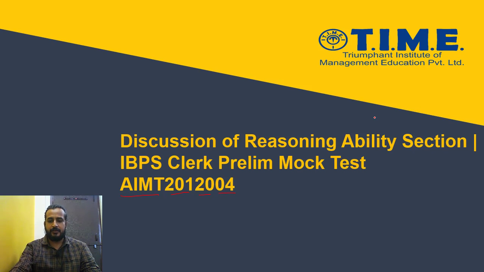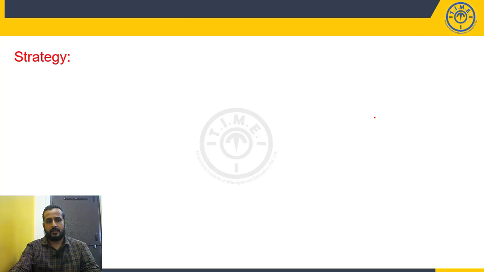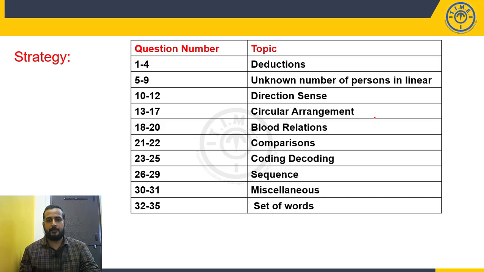Before going to discuss the questions, we'll first discuss the best strategy for attempting this paper. The different areas in the paper are: question numbers 1 to 4, deductions known as syllogisms; 5 to 9, unknown number of persons in linear, meaning the number of persons is not mentioned; directions, circular arrangement, blood relations, comparisons, coding and decoding, sequence, miscellaneous, set of words.